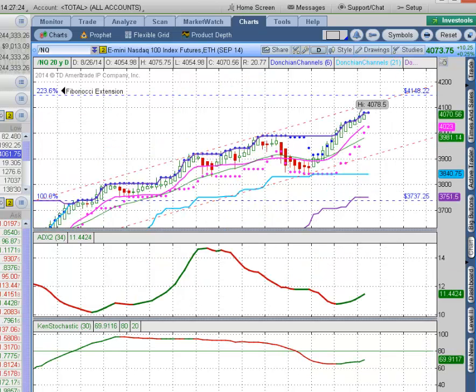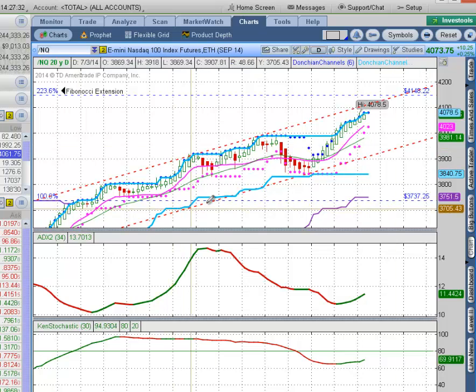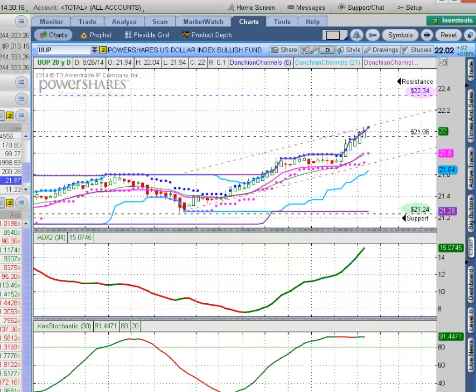The NASDAQ also closed up, but it didn't hit another new near-time high. Price remains in our medium-term uptrend channel. The next target is the 223% Fibonacci extension level at 41.48. Support is at 37.37. The US dollar closed up. Price confirmed above old resistance at 21.96, and our new resistance point is 22.34. Support is at 21.24 as seen by the green oval.